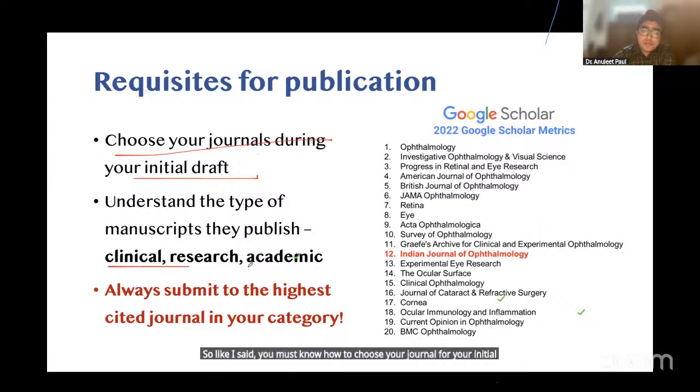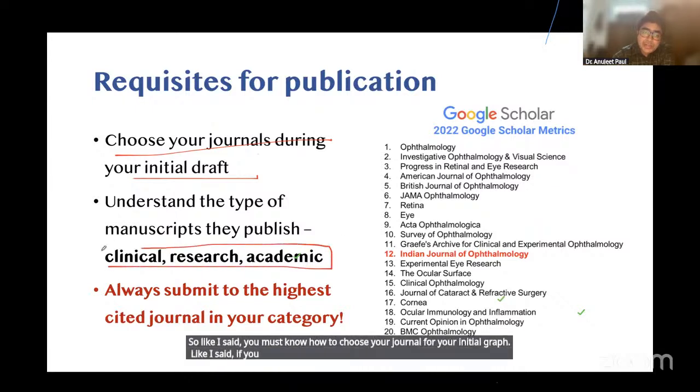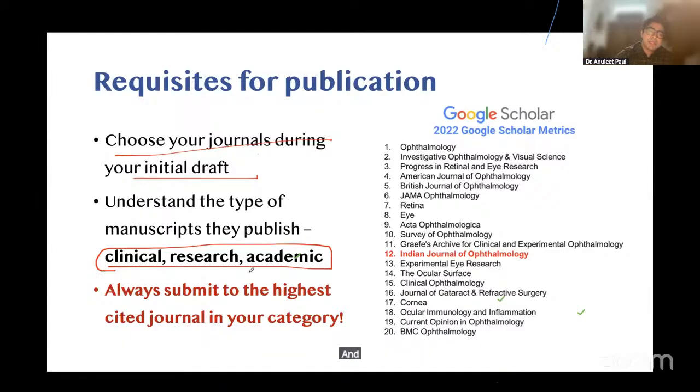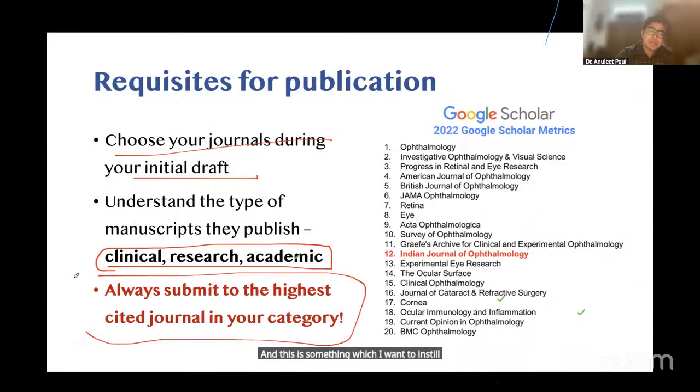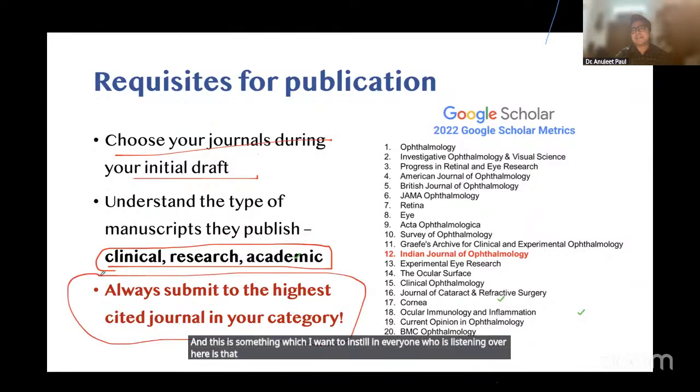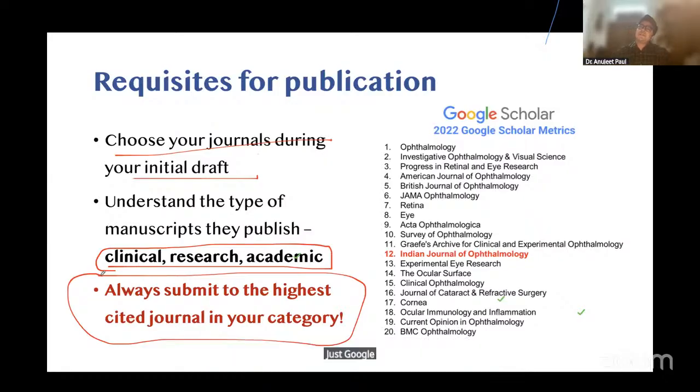Like I said, you must decide whether your paper falls under a clinical paper, research paper, or an academic paper. And this is something which I want to instill in everyone who is listening over here, is that always submit to the highest category. If you're submitting in cardiovascular medicine, or in orthopedics, or in neurology, just Google what are the best journals that are available.